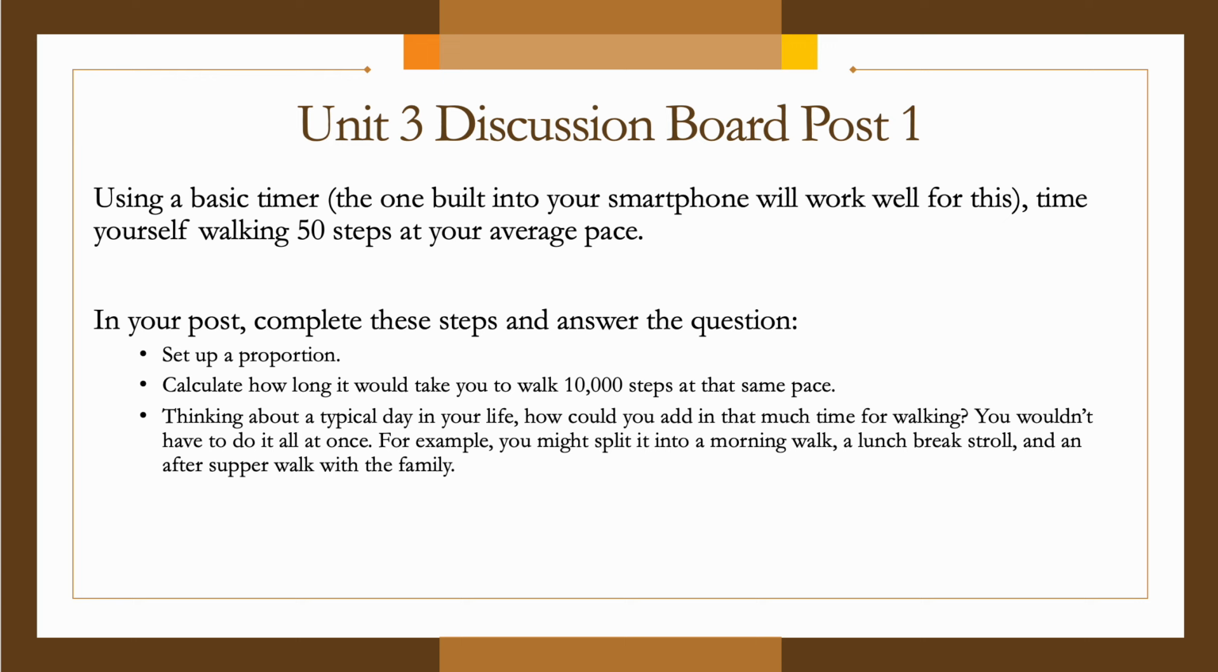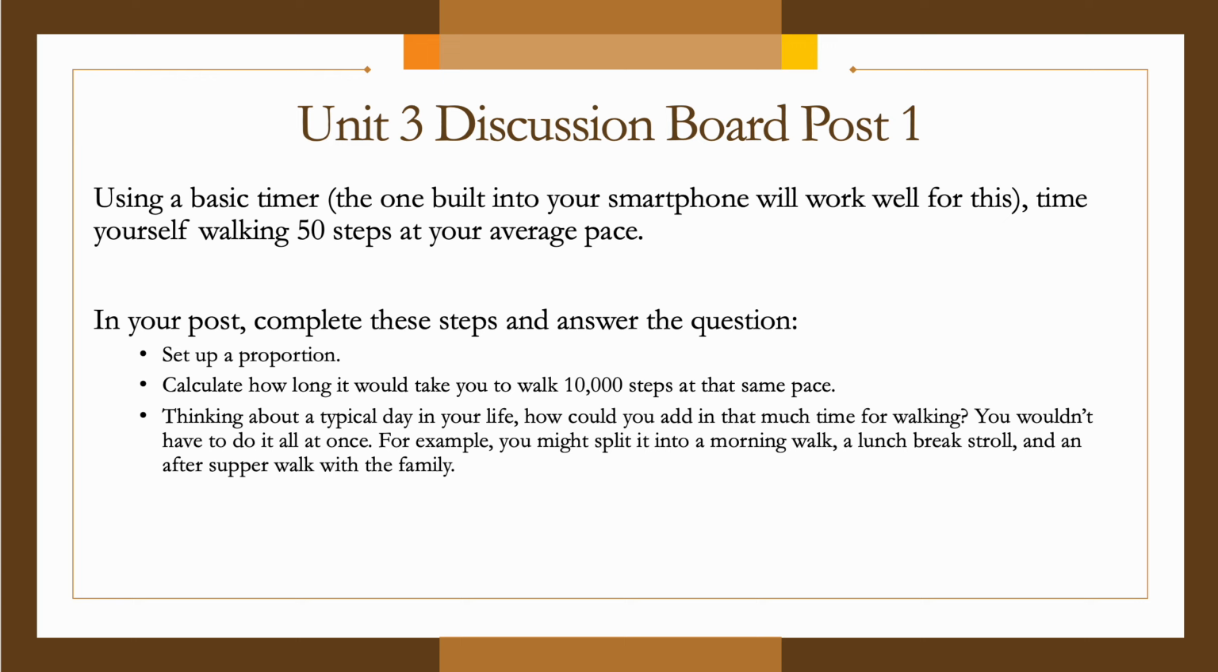Once you get that time, you're going to set up your post. So you're going to create a proportion by figuring out how long did it take you to walk 10,000 steps if you were going at the same pace. So to do this, you're going to put the time that you found in your smartphone divided by 50 equals x over 10,000. So that's exactly how you set up the proportion. Your time that you timed divided by 50 equal sign x divided by 10,000.